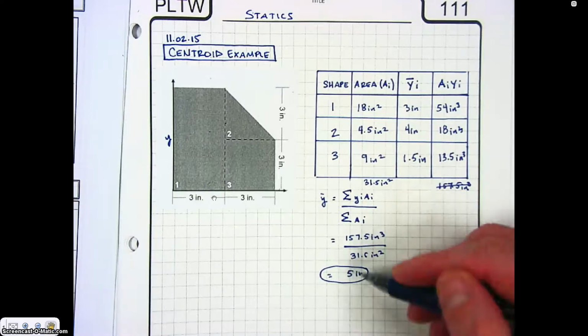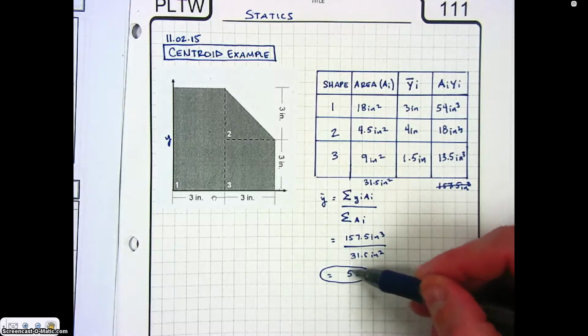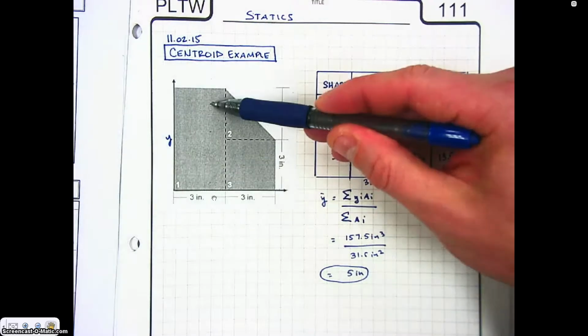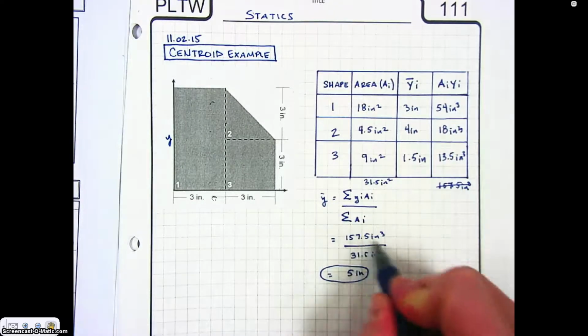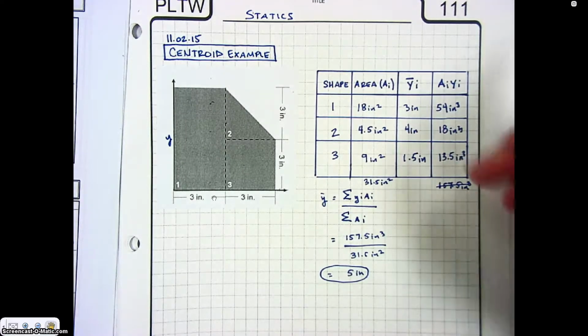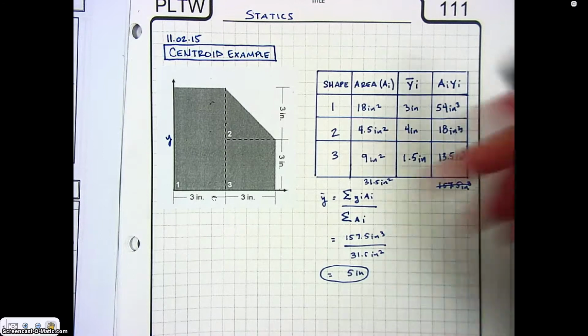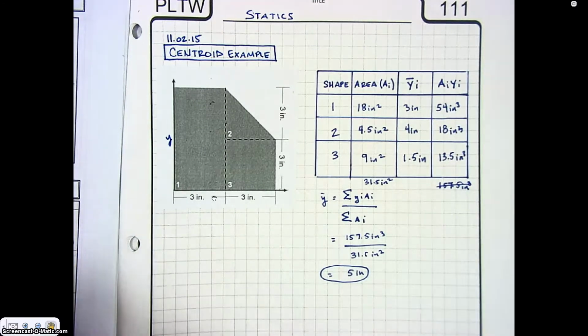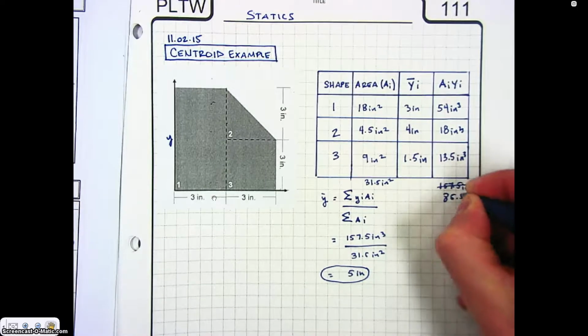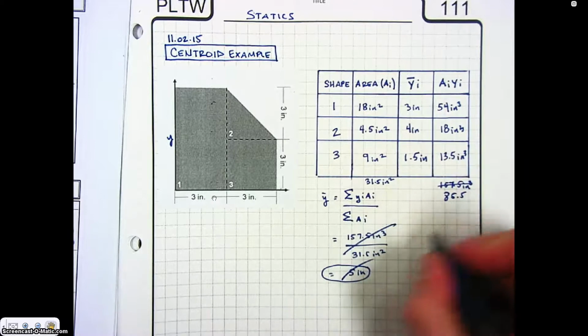Here's where a little logic has to play in. So I'm looking at this, 5 inches. That would be somewhere like right here would be the center in the y direction. That doesn't make any sense. So I went back and looked at my numbers. I had a calculator error here. And so 54 plus 18 plus 13.5 is not 157.5, it's 85.5. So this is wrong and this is wrong.